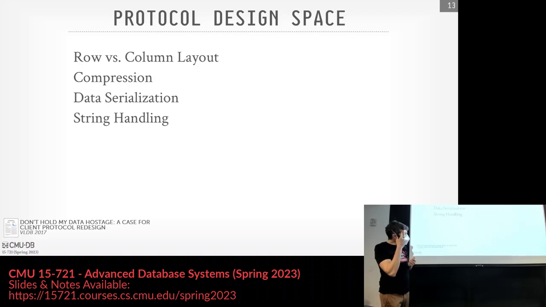All right, so we'll go through these one by one, but the row versus column is sort of obvious, compression, data serialization, and string handling. I'll say also, dude, what does this sound like? We're talking about networking, but this sounds like what? Storage on disk. It's basically the same problem, right?